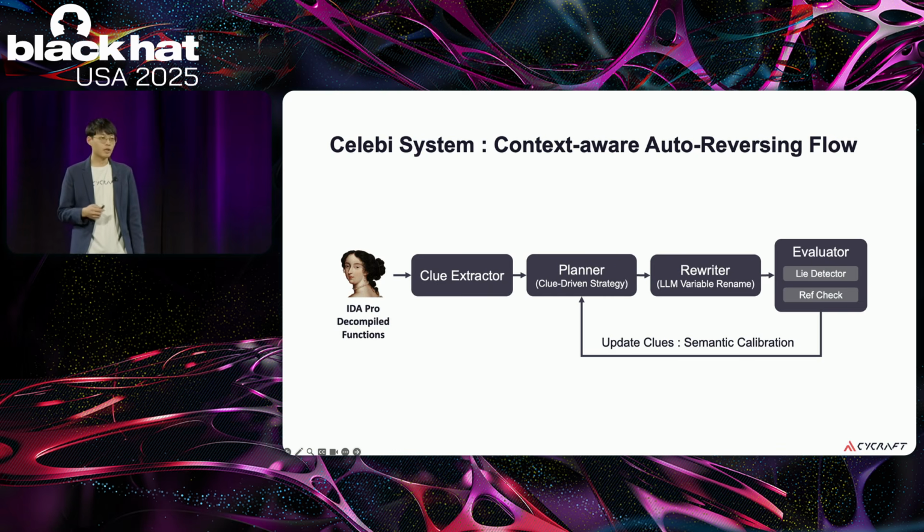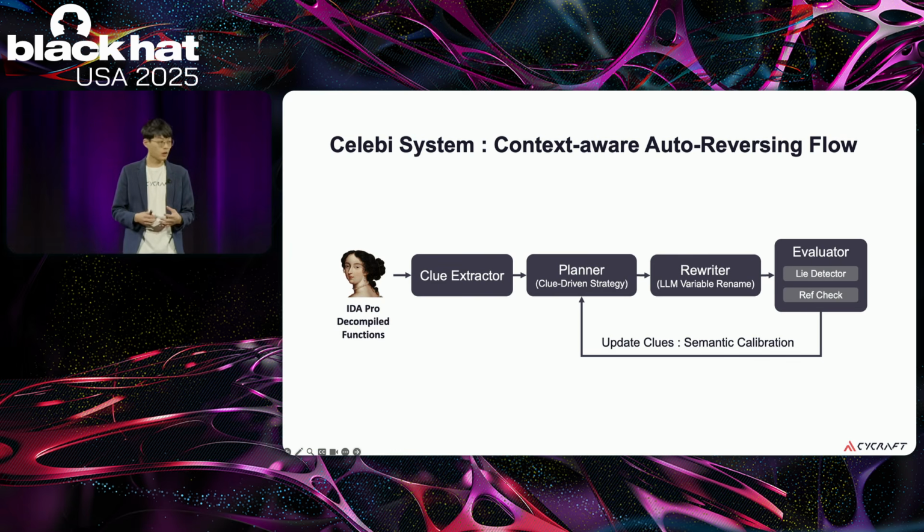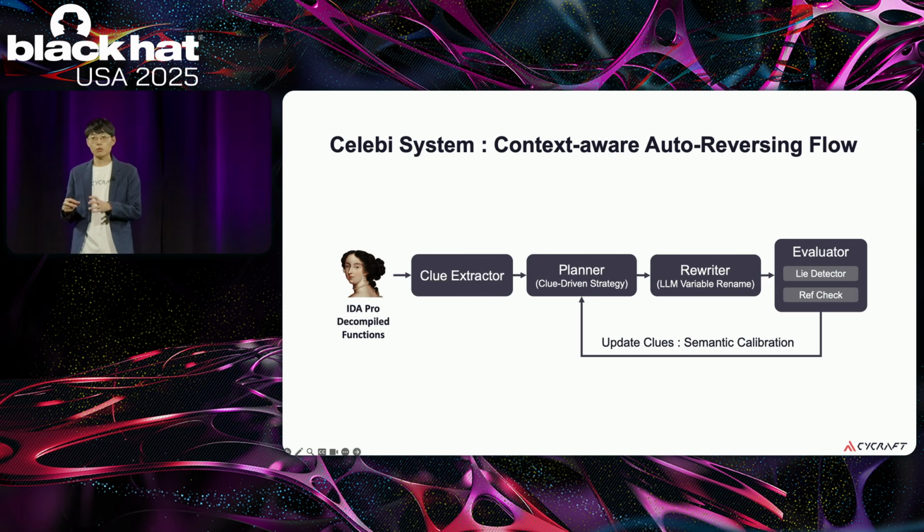In the second step, once we have these clues, we can use our clue-driven strategy to help us decide which function we need to analyze first. We will prioritize and sort these functions, so we know which function we want to analyze first. Next, once we know which function to analyze, we will ask the language model to help us rewrite these functions, rename the variables, rename the function name, and give us a summary.